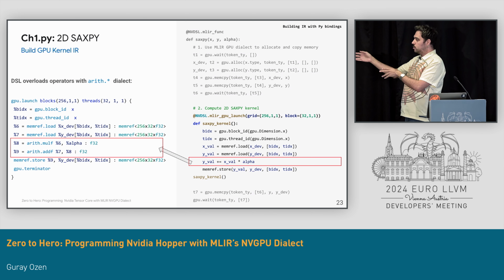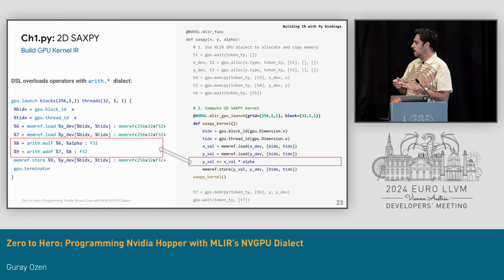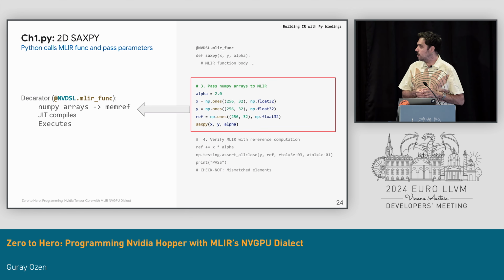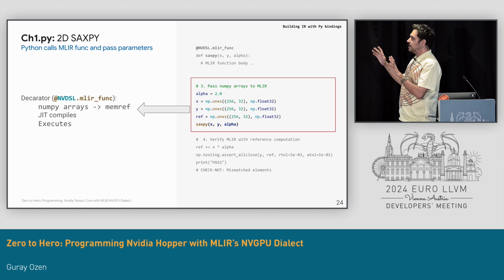And then if you look at the kernel, we have 2 loads, and then we multiply and add. That's it, and store. That's our SAXPY. Now let's run it, right?